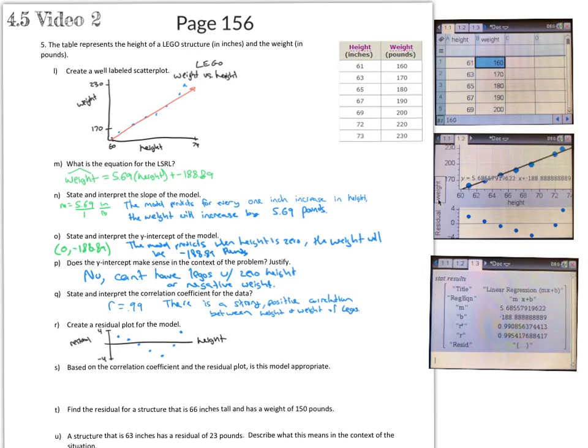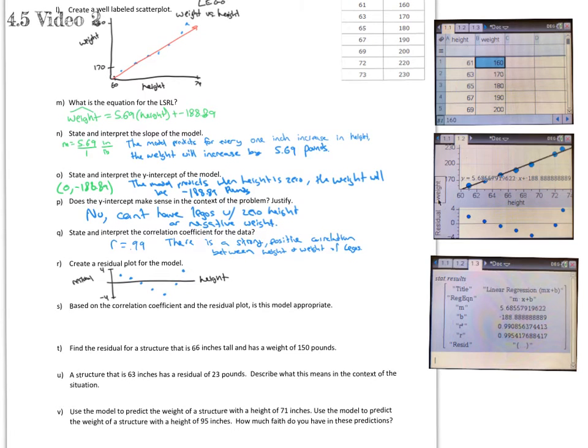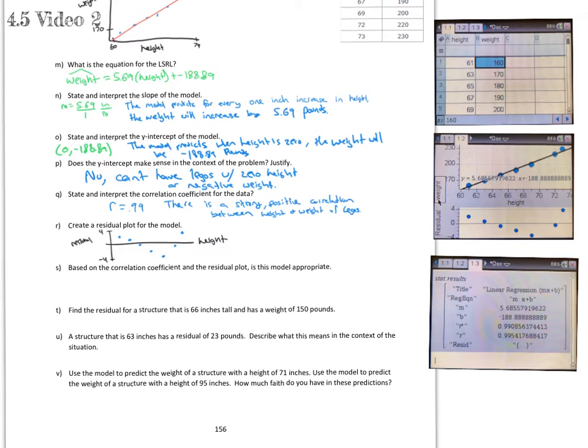So the next part here says, based on the correlation coefficient and the residual plot, is this model appropriate? Well, this is where we decide, are we going to go 0 for 2, 1 for 2, 2 for 2? All right, so I look at two different things here. The residual plot shows a curve. Okay, that's not great. We don't like that. Right, it's not randomly scattered. It's got kind of a U shape, so that's not so good. The R value, though, was very, very strong, 0.99. So it's kind of a 1 for 2 situation. It's okay, it's not great.